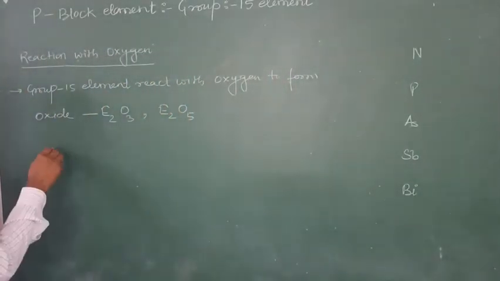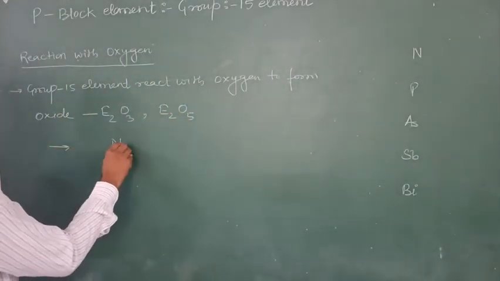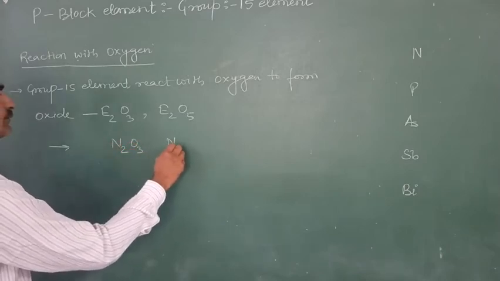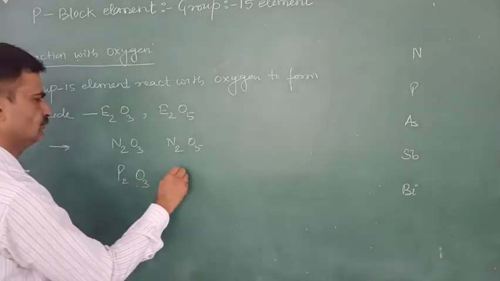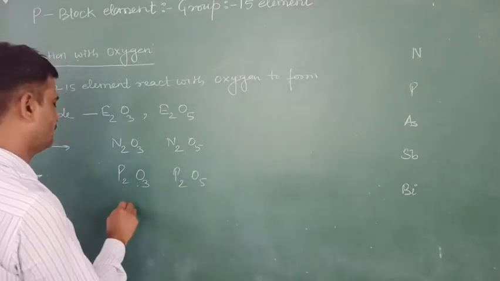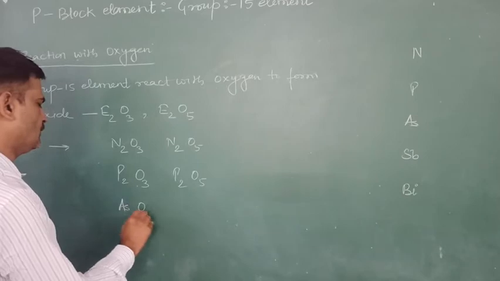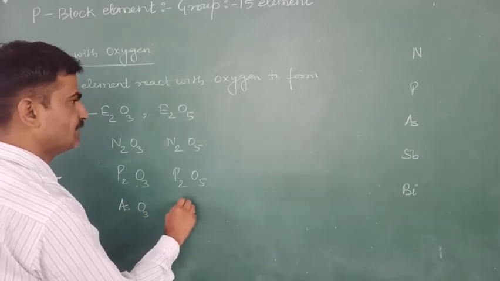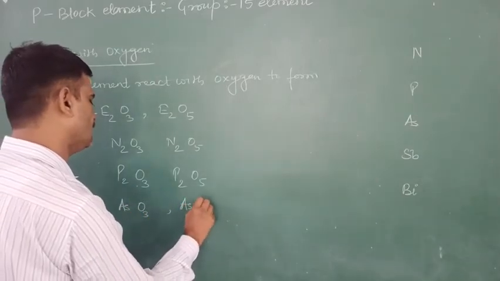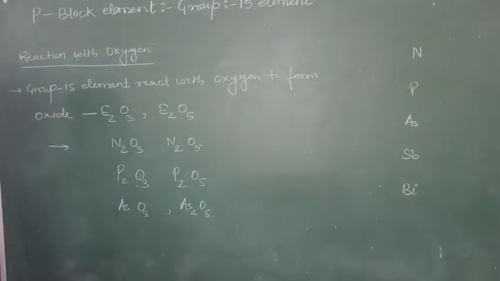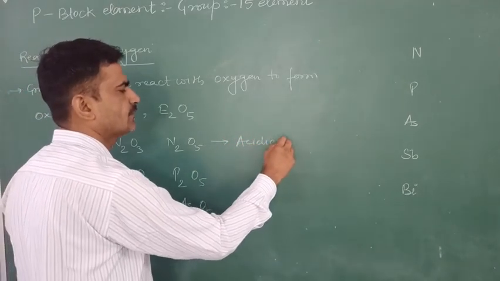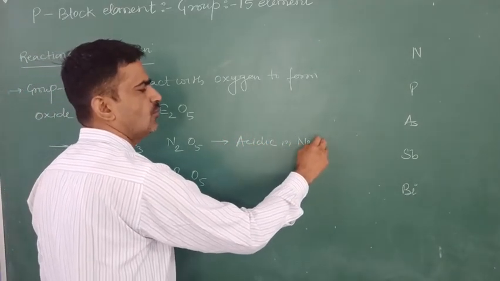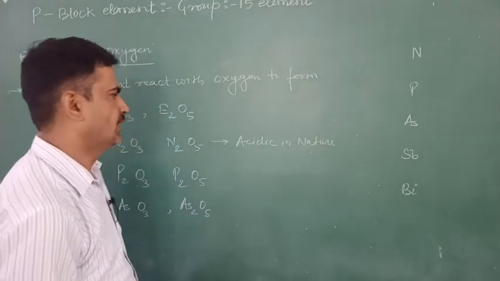These are the oxides of group 15 elements, trioxides and pentaoxides. The oxides of nitrogen are acidic in nature because these are the oxides of a non-metal.